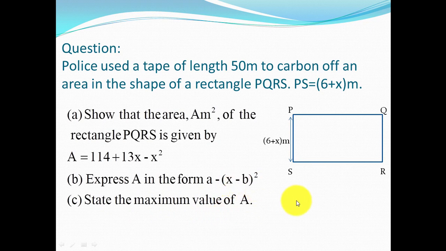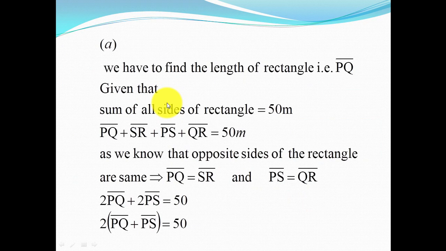So let's see the solution of the first part. We have to find the length of the rectangle. This is actually what we need, then we find the area. Given that the sum of all the sides of the rectangle is 50 meter, in the statement it is given that the 50 meter tape is cordoned off, through which we make a rectangle PQRS. It means that the sum of all the sides of the rectangle is equal to 50 meter. So we write all the sides PQ plus SR plus PS plus QR is equal to 50 meter.